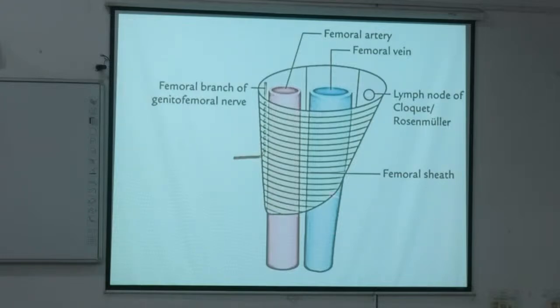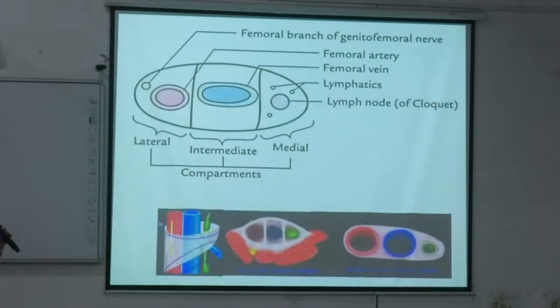This is the vein, and the medialmost compartment is known as the femoral canal, which contains the deep inguinal lymph node. This lymph node is known as the lymph node of Cloquet or Rosenmuller. Okay. Next, just see here different views.